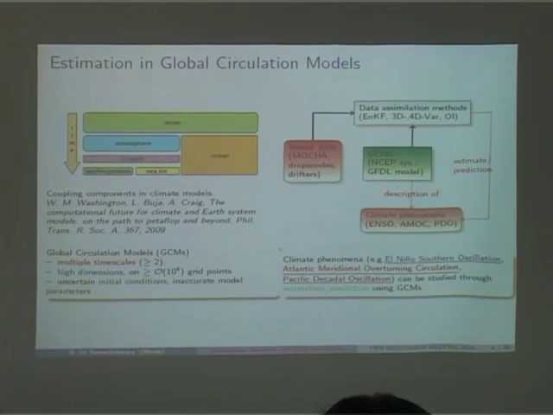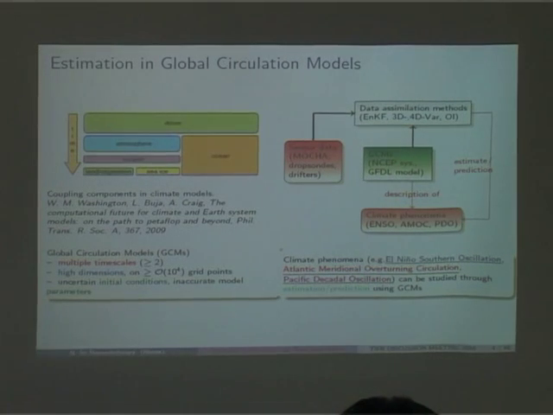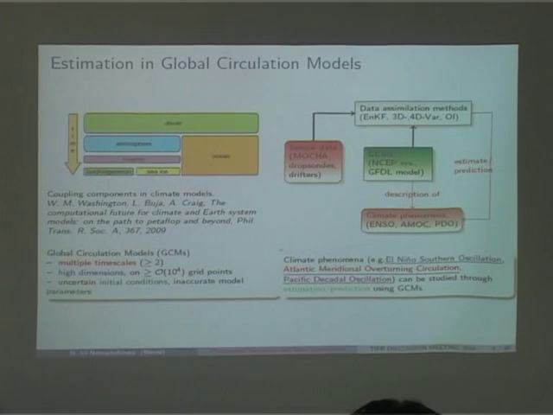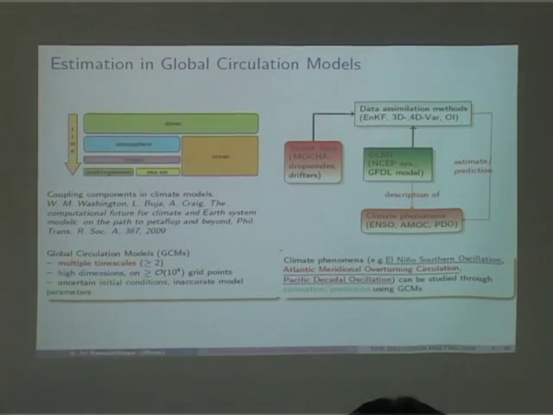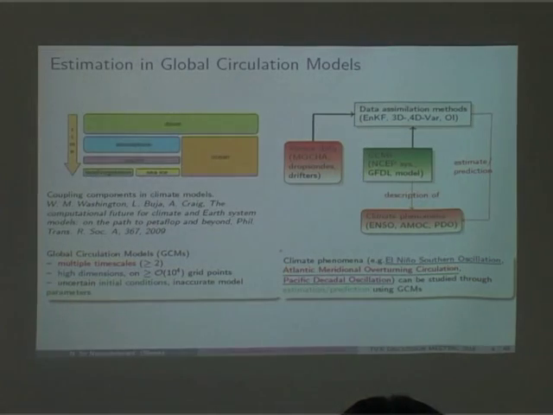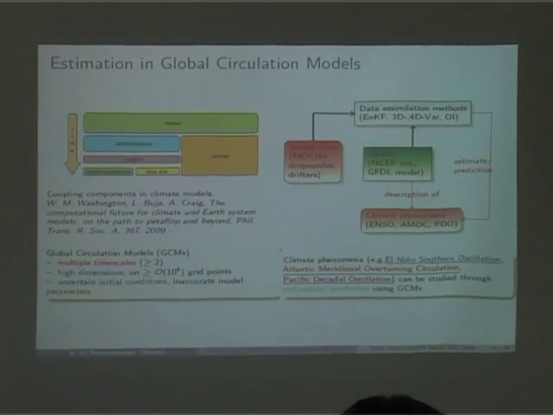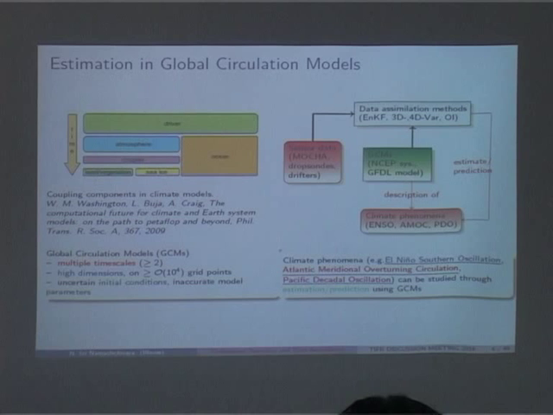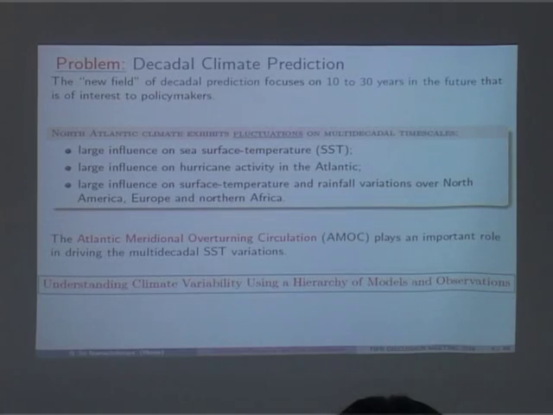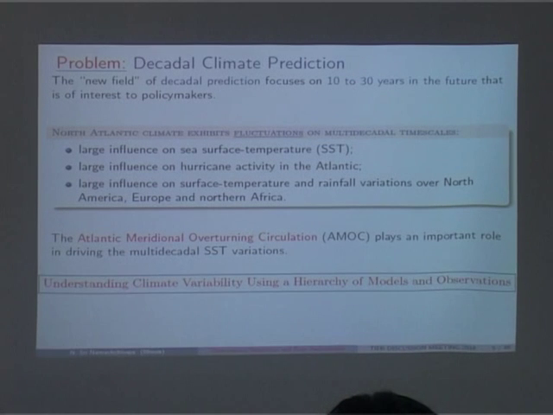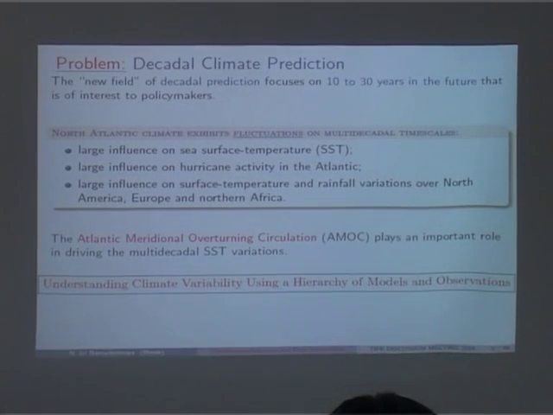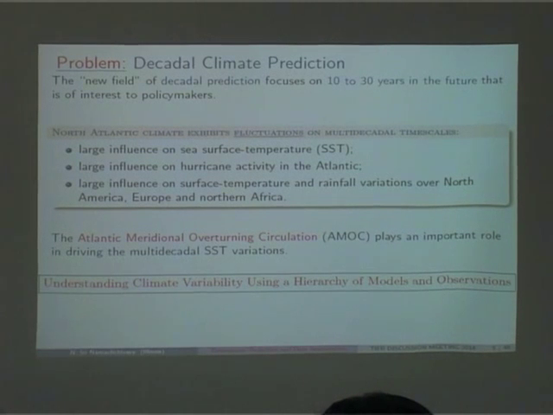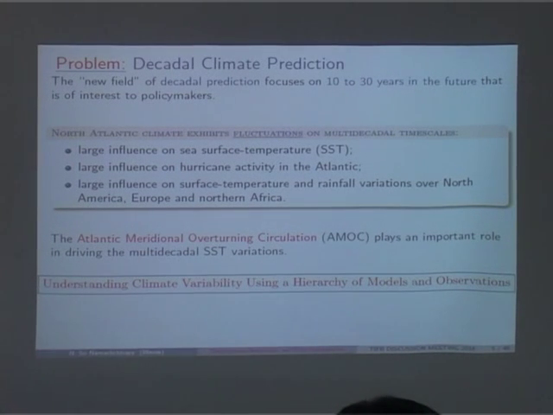These are phenomena one can study with smaller models than much bigger models. So what we want to understand is whether it is possible to find these phenomena over decadal time scales, 10 to 20 years. So with this motivation, I would like to start with the problem of decadal climate prediction.